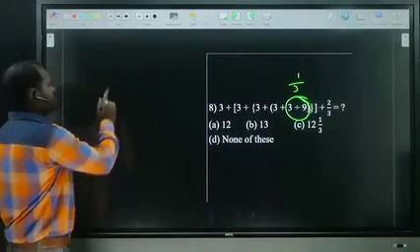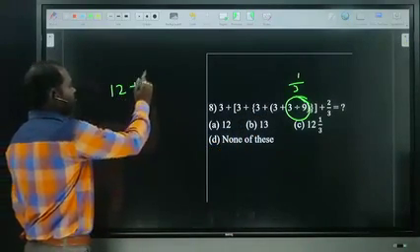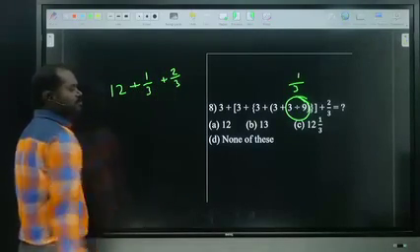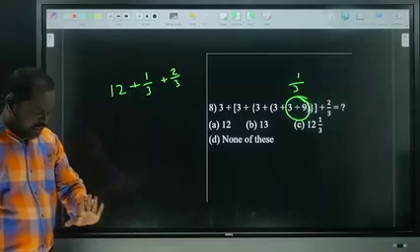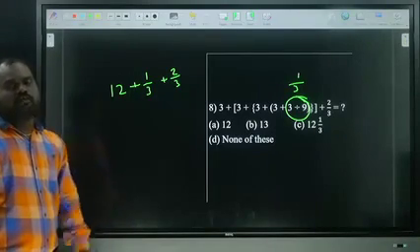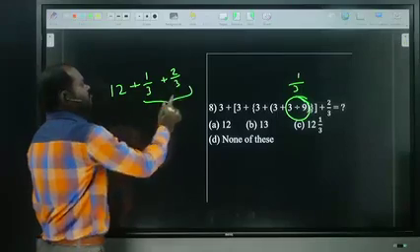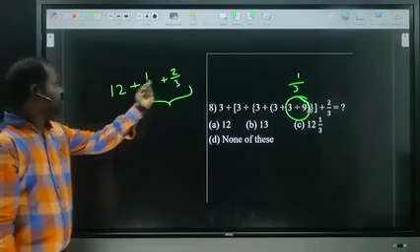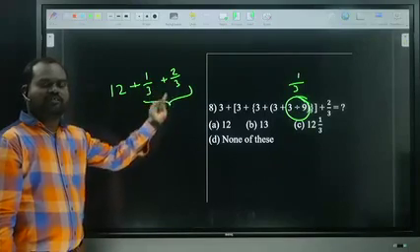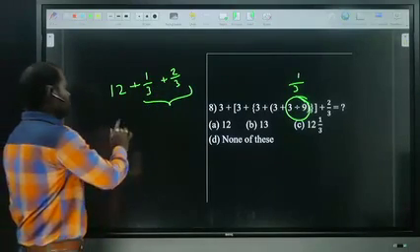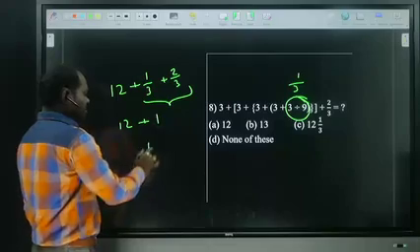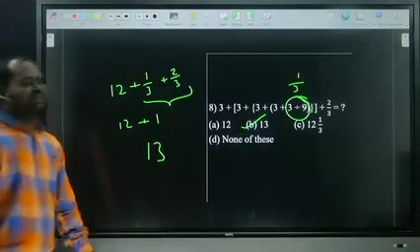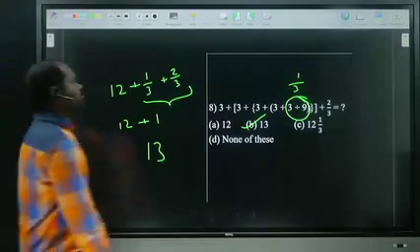So 12 plus 1 by 3 plus 2 by 3. Here we can add directly because all are addition symbols. Now, by adding these two, 1 by 3 plus 2 by 3, the denominators are same. When denominators are same, we add the numerators, 1 plus 2 is 3. 3 by 3 is nothing but 1. So 12 plus 1, what is the answer? 13. Is it clear? Now next.